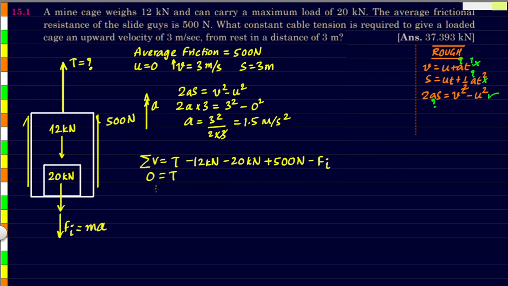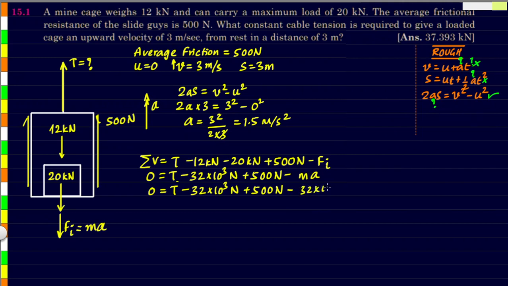We don't know the value of tension, so keep it as it is. The forces 20 and 12 will give us 32, and this kilo we need to convert into newtons. So 10 power 3, if you multiply, we'll get it in newtons, plus 500 newtons minus inertia force, which will be the mass times acceleration. Here mass will be equal to the total weight, which is 32 into 10 power 3 divided by acceleration due to gravity, that into the acceleration which we calculated as 1.5.